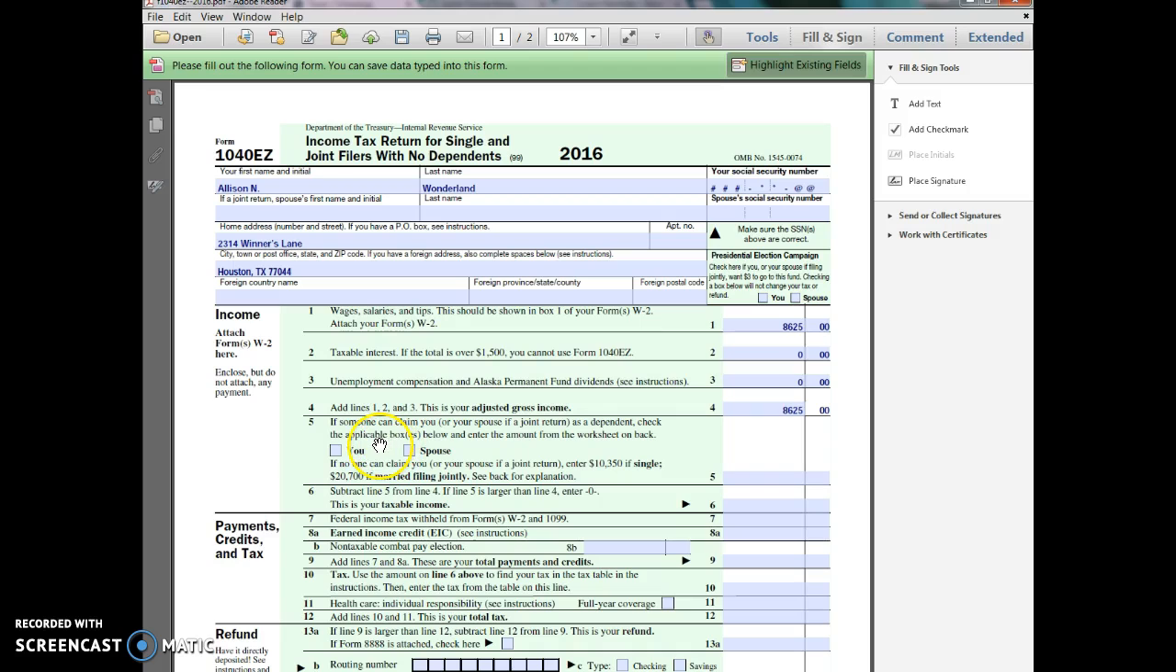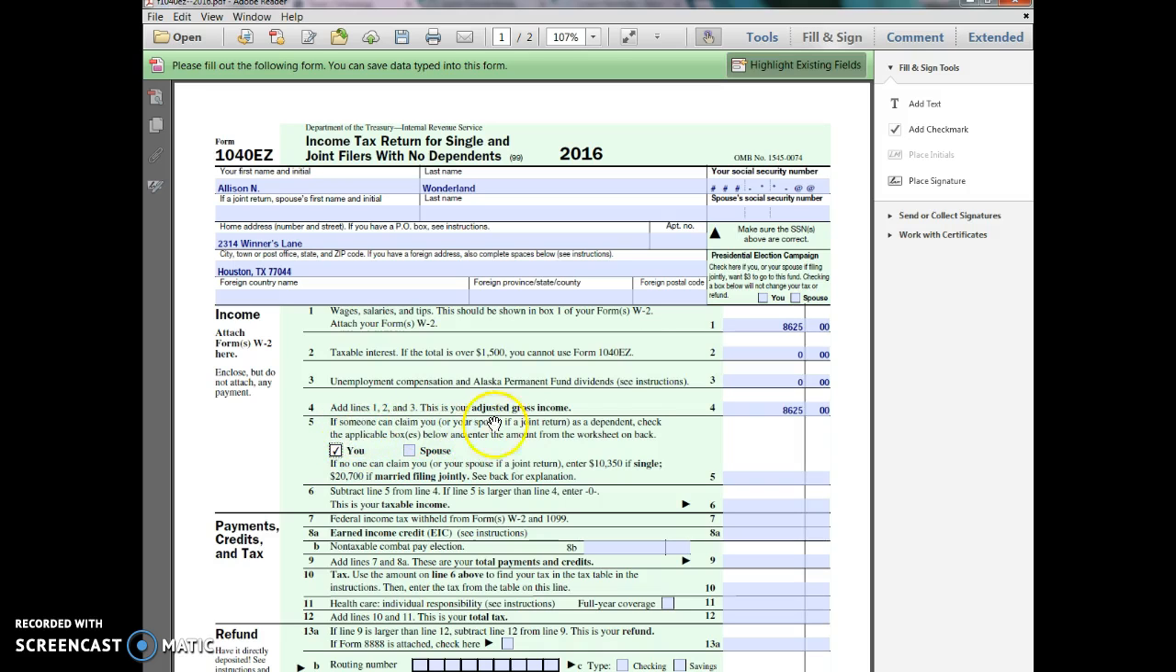And can someone claim her? Allison is a teenager who has not emancipated herself, so her parents can still claim her. So we'll do this. Be sure to read very carefully. Main thing to remember when you're doing taxes is to read everything very carefully and follow the directions. And if you follow the directions and read as you go along, you should be very successful. And of course, you always want to double check before you mail it to the IRS.